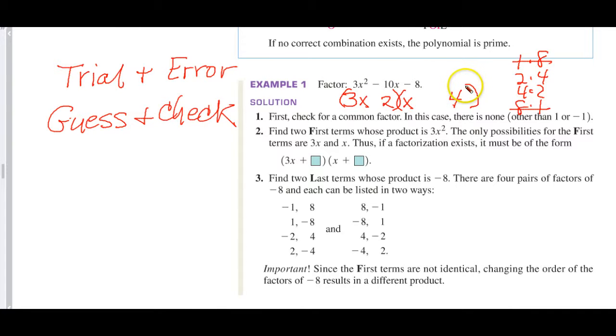And I have an eraser, and I hope you have one too. Now, when I do my foiling, I get a 12 and a 2. Oh, well, the difference is 10. Very good. I think I've got it right there. So what do I put here for a sign? Well, my middle sign is negative 10. So I need the larger one, which is the 12, to be negative. And this one will be positive. And that's how I went about figuring out how to do that.